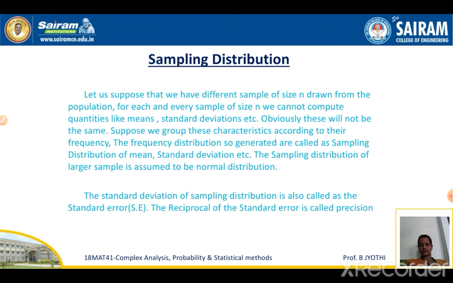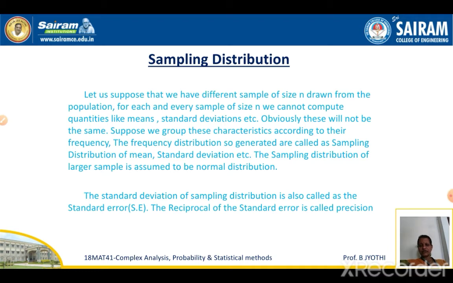Next is the sampling distribution. Let us suppose that we have different samples of size n drawn from the population. For each and every sample of size n, we cannot compute quantities like means, standard deviations, etc.